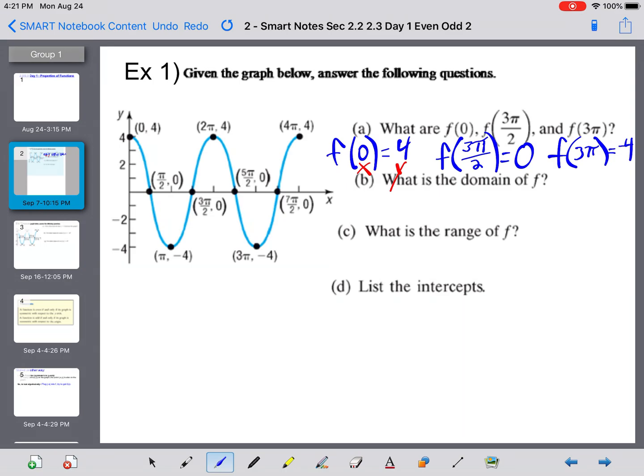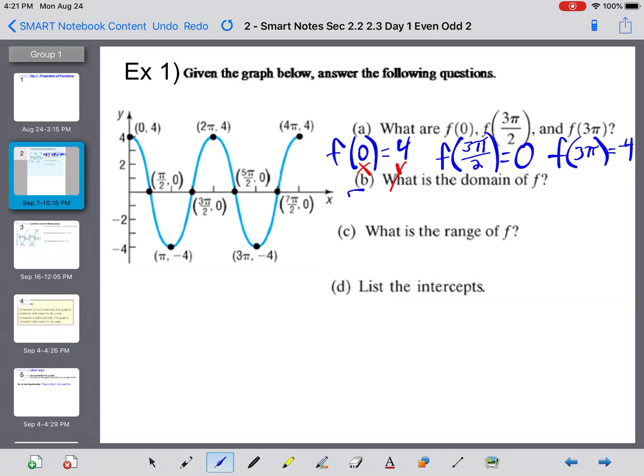Letter B, what is the domain of f? Now, some of you might recognize this as a sine or cosine function. And if you remember, the sine and cosine functions do have a domain of all real numbers. But be careful, there's no arrows on the end of this. This graph doesn't say anything about one period. So the domain here is restricted. It starts here, stops here. Okay? So we can't assume graphs go on forever unless it's stated somewhere in the problem.